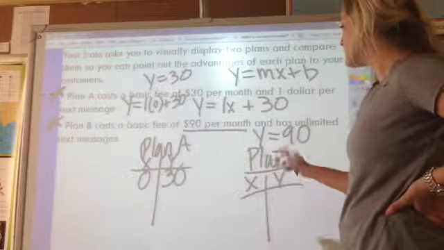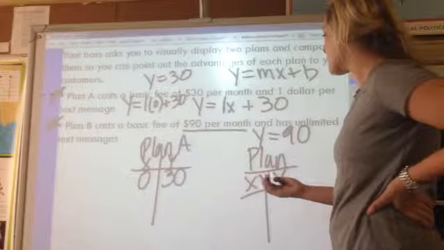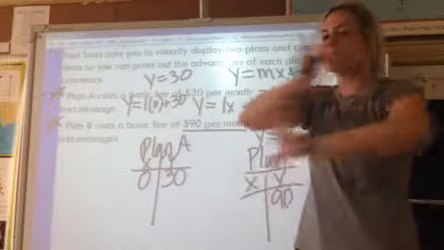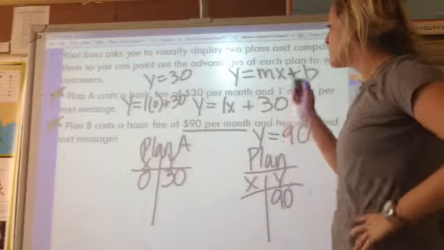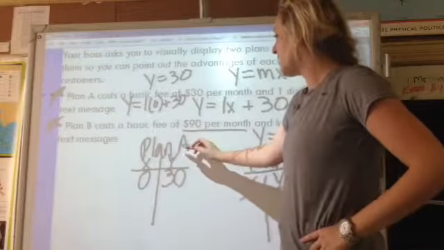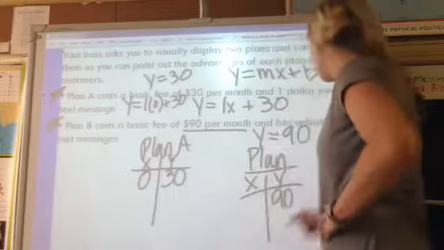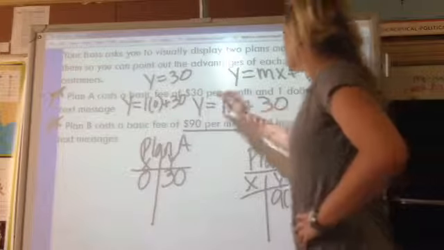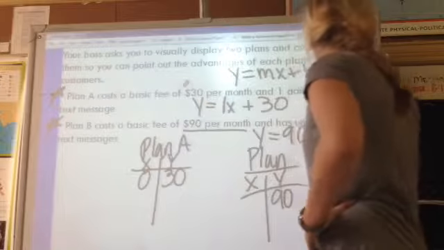The thing is that since my second equation is y equals 90, there's nothing to plug in for x. Y is always going to be 90. It doesn't matter if x is 4,000, y is always going to be 90. So I need to just work with plan A to plug in numbers until I get y to equal 90. So if I do that, let's go ahead and try 1.